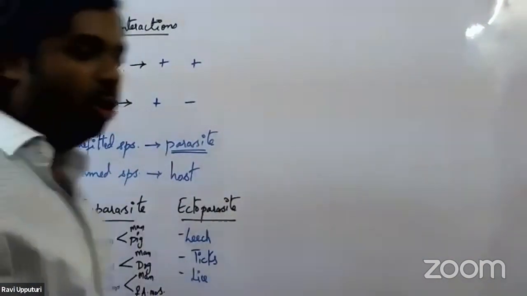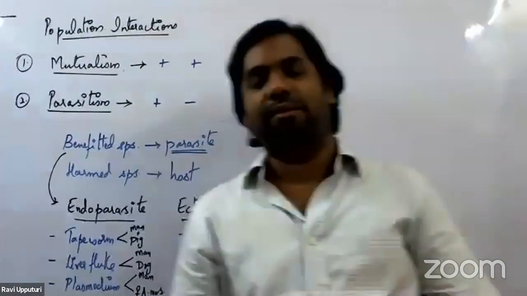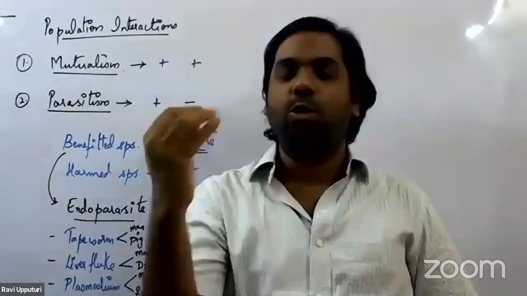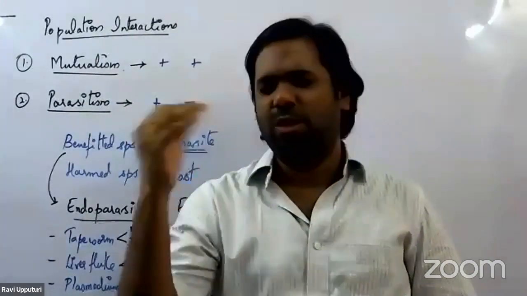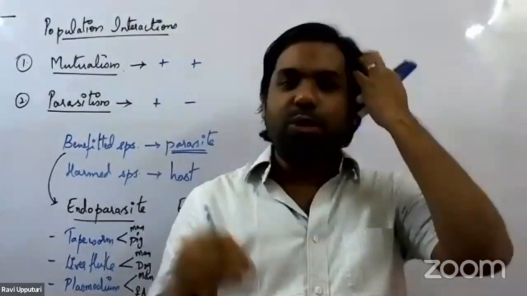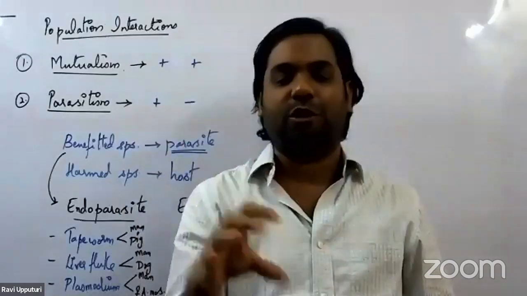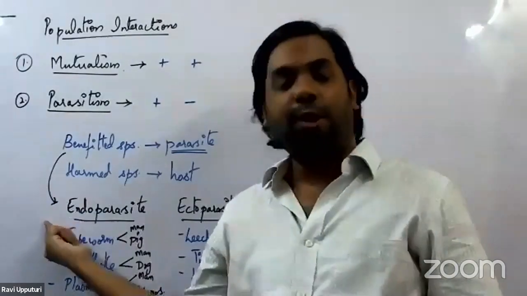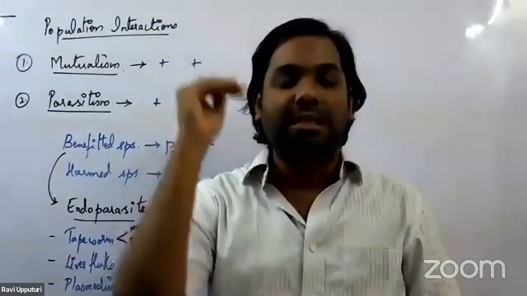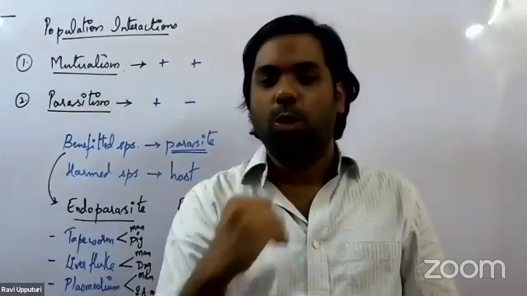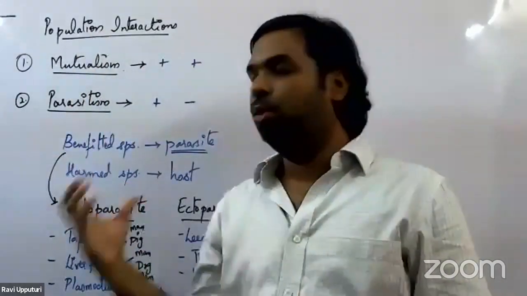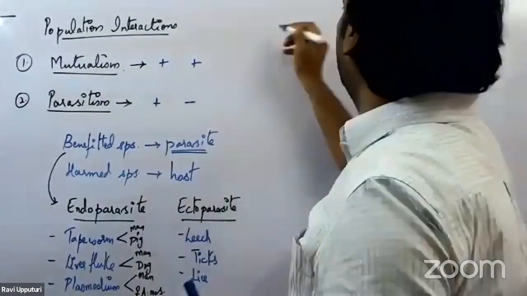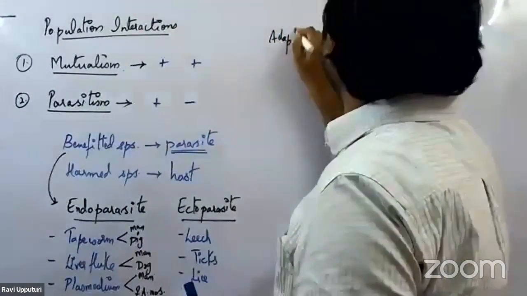Now, talking about endoparasites, since an endoparasite lives inside the body of the host organism, they usually undergo some sort of adaptations, which we call parasitic adaptations. Only because of these parasitic adaptations, these organisms, that is endoparasites, are able to survive or live inside the body of the host organism. So let us quickly see what are some of those adaptations which are shown by these endoparasites, right? So adaptations shown by endoparasites.